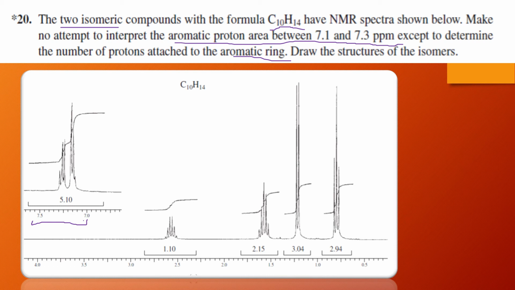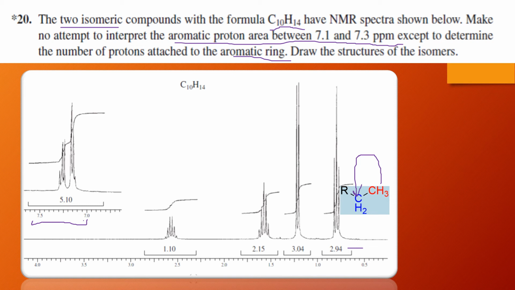The integral value is 2.9, which means 3, and these 3 hydrogens are giving us a triplet, which means that the neighboring carbon contains 2 protons, right? So basically these 3 protons are giving us a triplet due to these two protons, right?